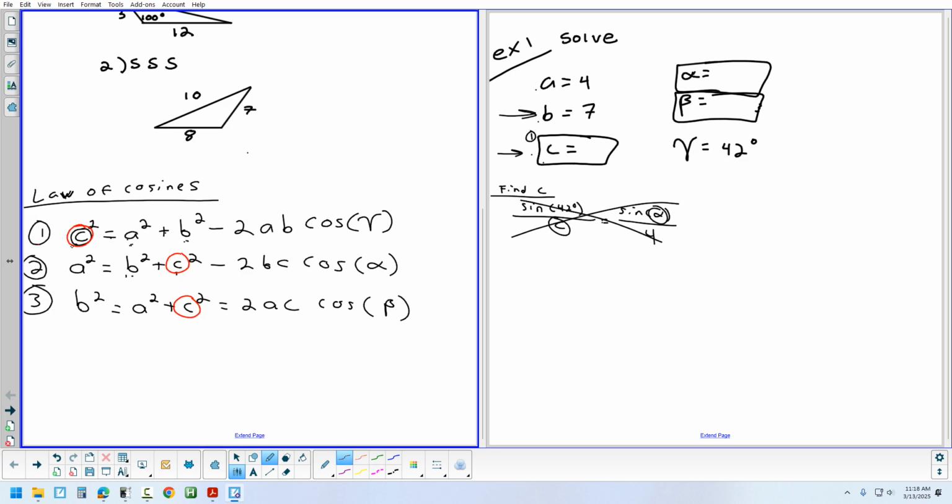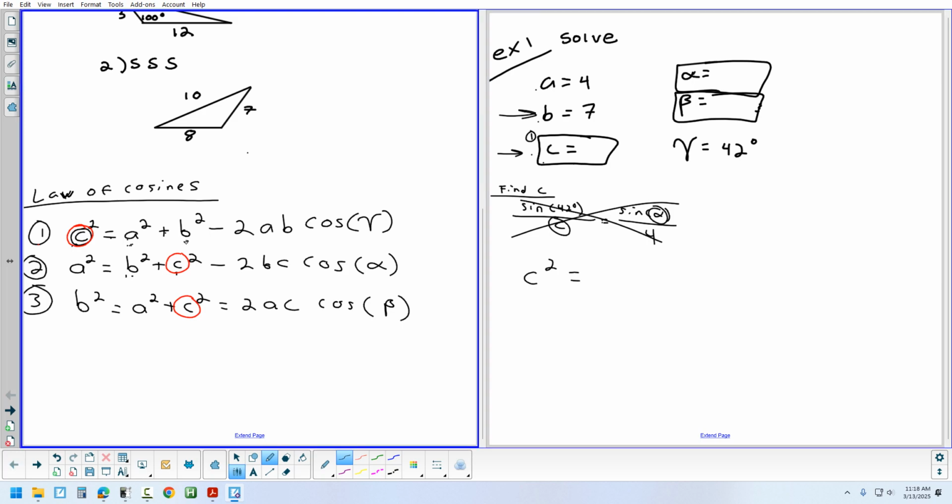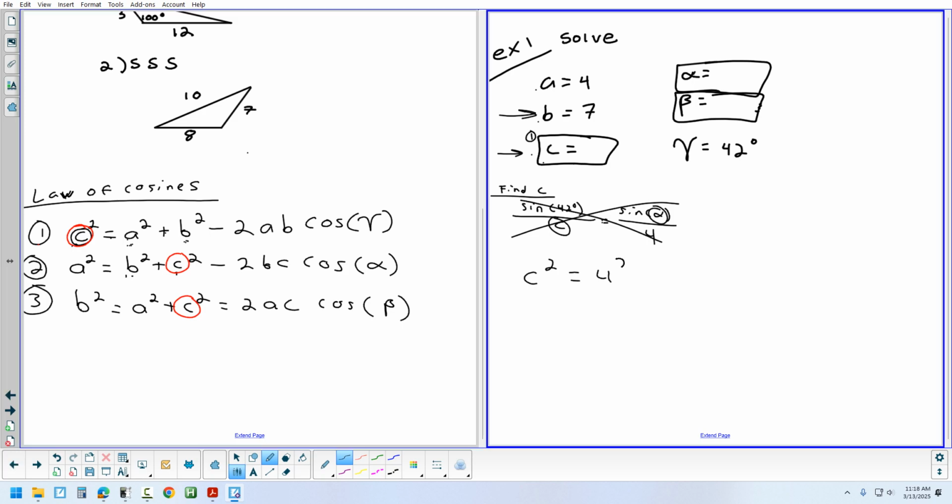So we've got C squared equals A squared plus B squared. In the future, I'll probably just do that out in that step, so I don't have to write it twice. But first time, I'll just write it all out. So A squared plus B squared minus 2 times A times B. That's 2 times 4 times 7, times the cosine of the angle, in this case, gamma, cosine 42.